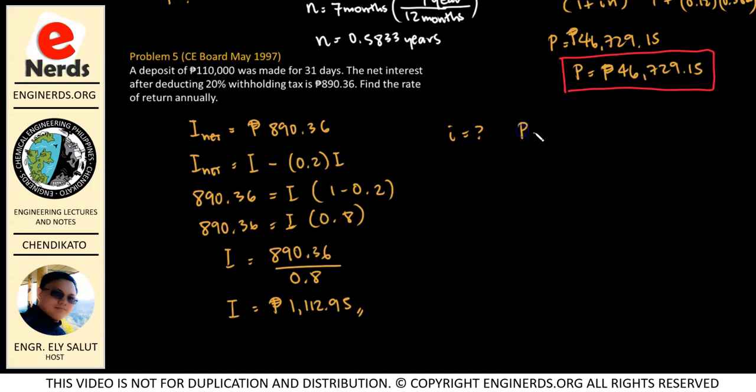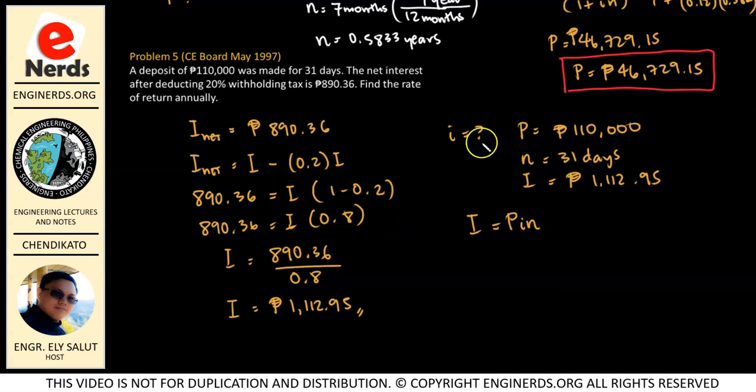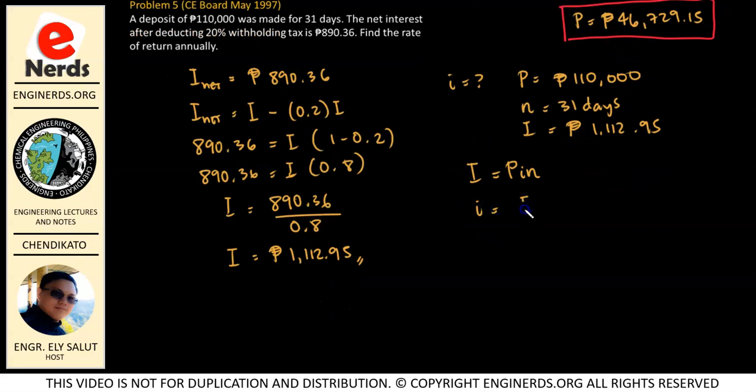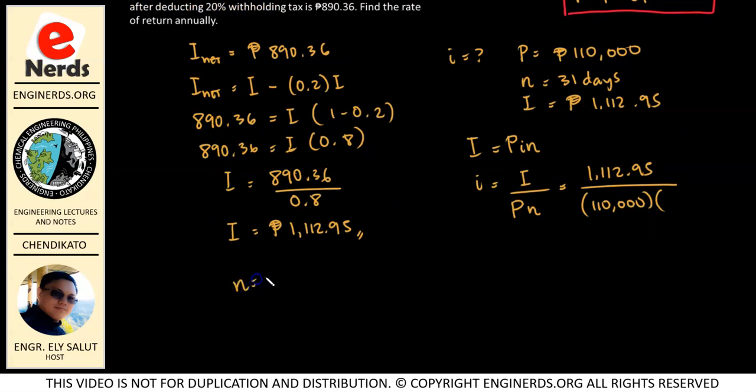So ano ba yung alam natin? Our principal is equal to 110,000. Our n is equal to 31 days. And then our interest is equal to 1,112.95. So therefore, we are going to use our formula for interest, which is I is equal to Pin. Okay? So our i is equal to interest over Pn. So our i is equal to 1,112.95 divided by our P, which is 110,000, and this is multiplied to our n. Ano ay n natin para hindi na tayo mahirapan? Our n is equal to 31 days.